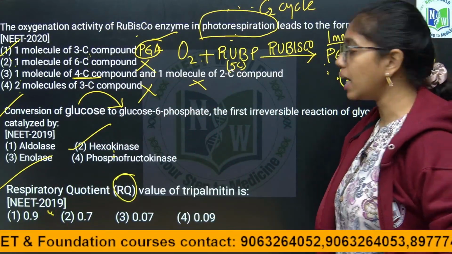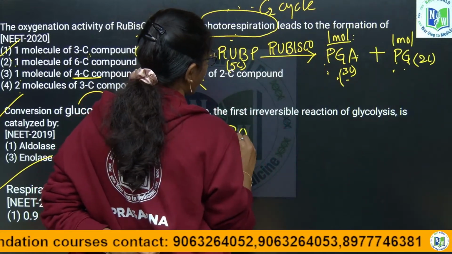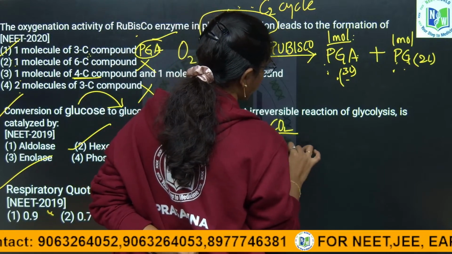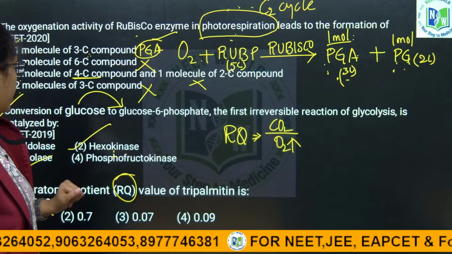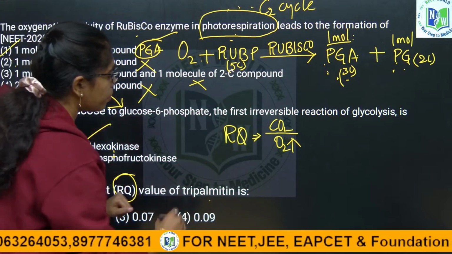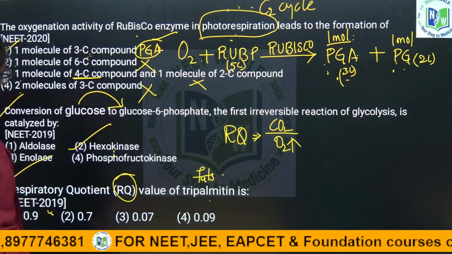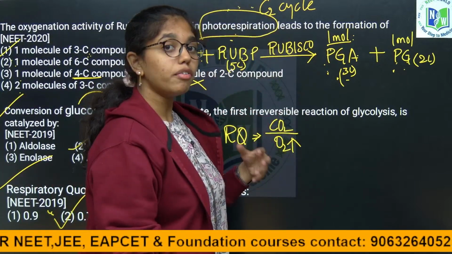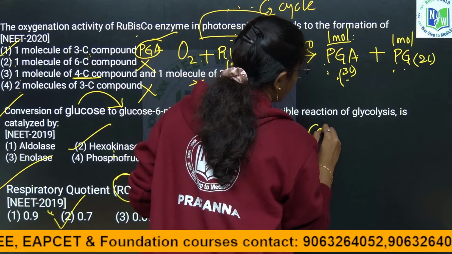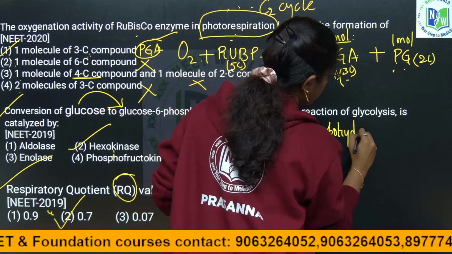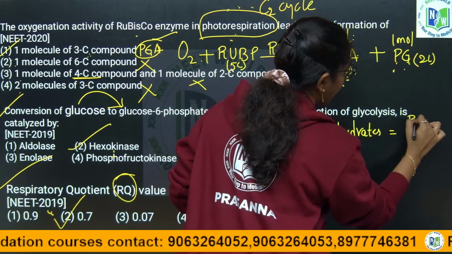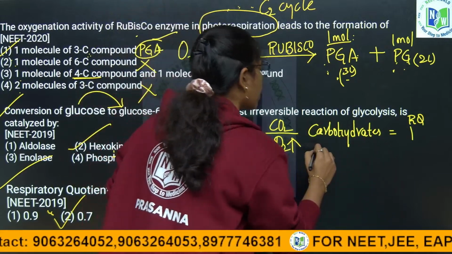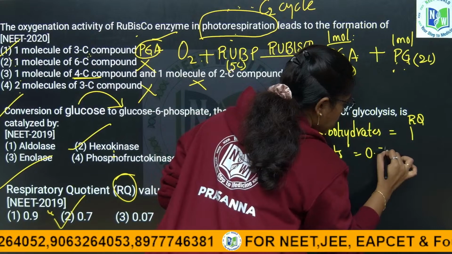It is based on what? Respiratory quotient. Respiratory quotient is equal to the amount of carbon dioxide evolved by oxygen consumed. Okay, that is the respiratory quotient. For tripalmitin, which means fats, the RQ value for fats will be less than 1, that is 0.7. Let us recall the RQ value of other respiratory substrates too. For carbohydrates, RQ value will be 1. Okay, 6 carbon dioxides by 6 oxygen, it will be 1. For fats, as we have discussed, it is 0.7.